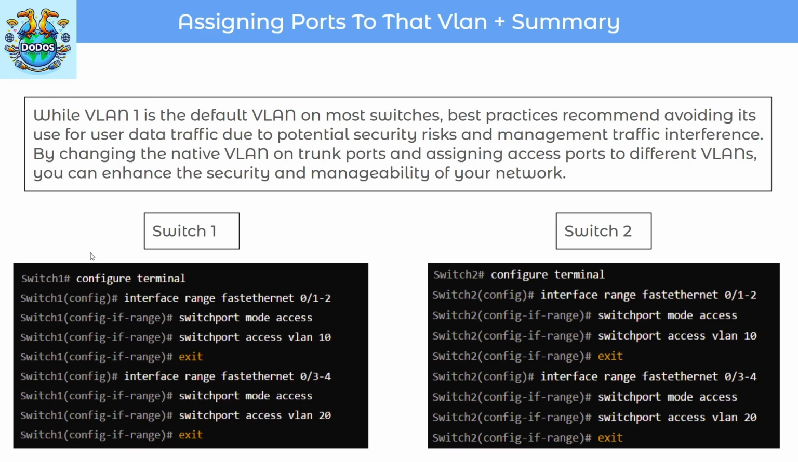So, the summary is, while VLAN 1 is the default VLAN on most switches, best practices recommend avoiding its use for data traffic due to potential security risk and management traffic interference. And by changing the native VLAN on trunk ports and assigning access ports to different VLANs, you can enhance the security and manageability of your network.